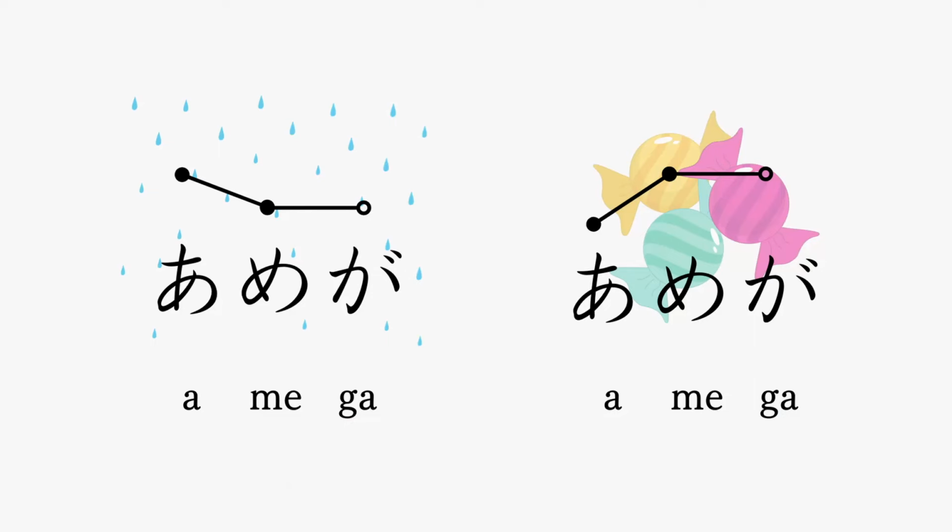Here we have ame ga and ame ga. When spelled out using the Roman alphabet, they look the same, but by having 2 different pitch patterns for these words, we can hear the difference between the word for rain and candy. Again, we have ame ga and ame ga. Can you hear the difference? To learn more about pitch accent patterns, please check out the video listed up here.